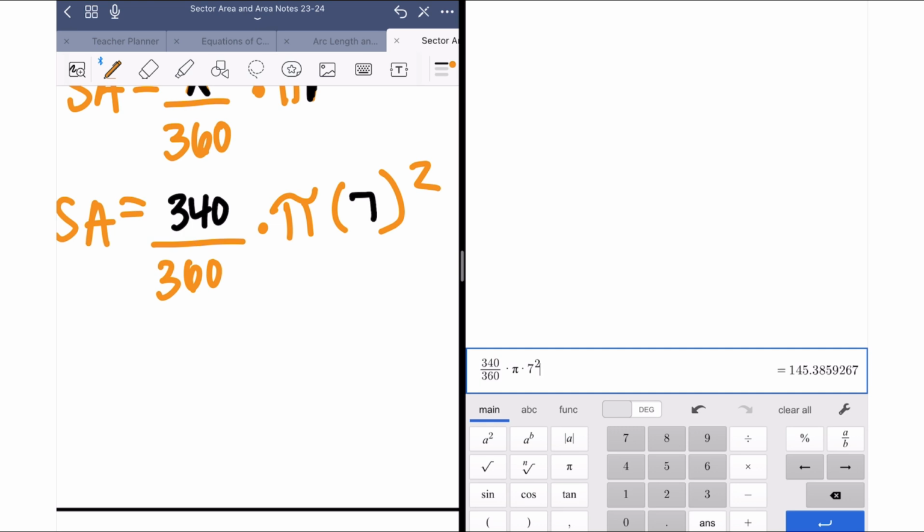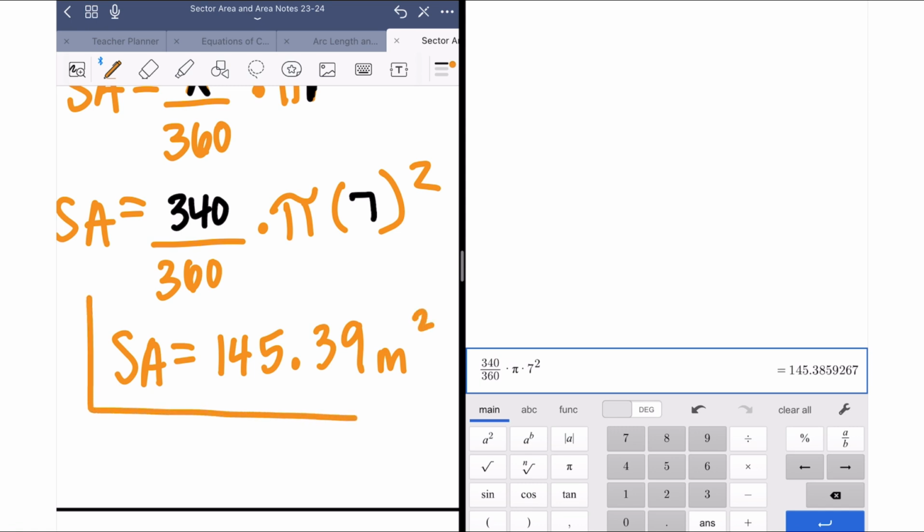They want me to round to the hundredths. So right now I have 145.385. So the 8 is going to turn to what? Since it's a 5, we're rounding up, so 0.39. And this is meters squared.